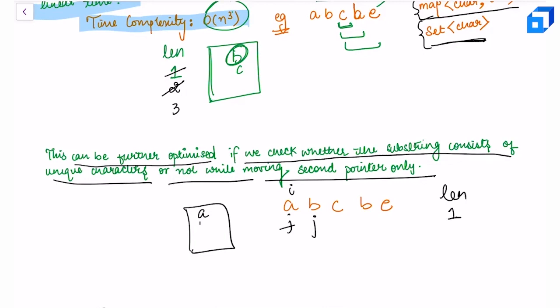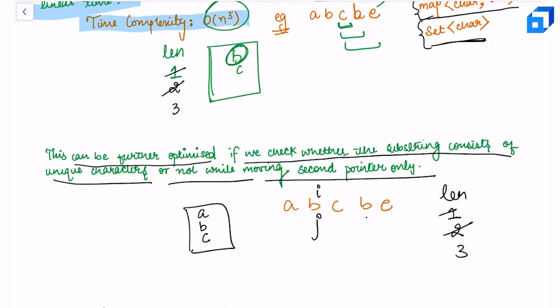B is also not present. Let's put B into the set, and now length is 2. Let's move J. C is not present. Let's put C into the set. Now length is 3. And let's move J. Now B is present. So what should we do? Now we will be moving our I. So I will come over here.